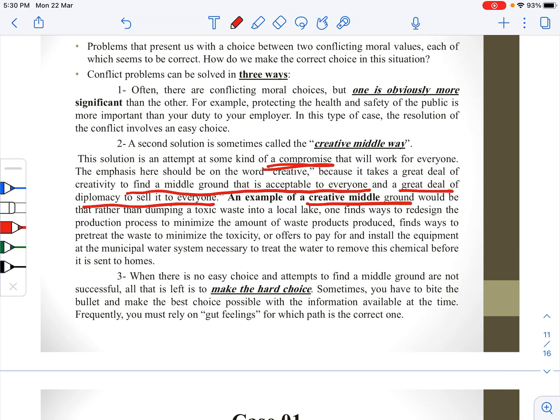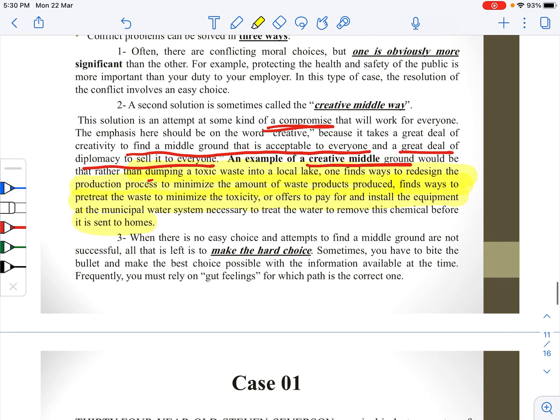So in the case study, you have to explain why the chosen solution is the best for everyone. You need to state, for example, the problem of dumping toxic waste in the local lake. One, find ways to redesign the production process to minimize the amount of waste produced. Two, find ways to pre-treat the waste to minimize its toxicity, and offer to pay for and install it. And okay, you can read on your own. So it means that you are giving an alternative solution that will make everybody happy. Okay, this is the creative middle way.